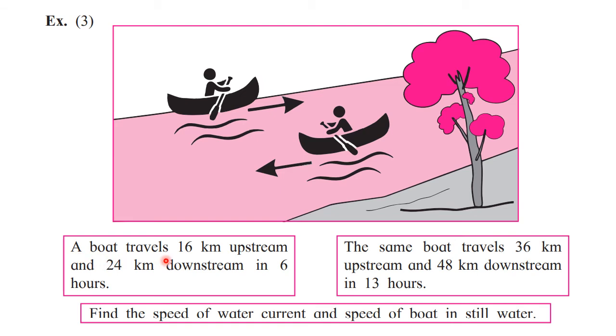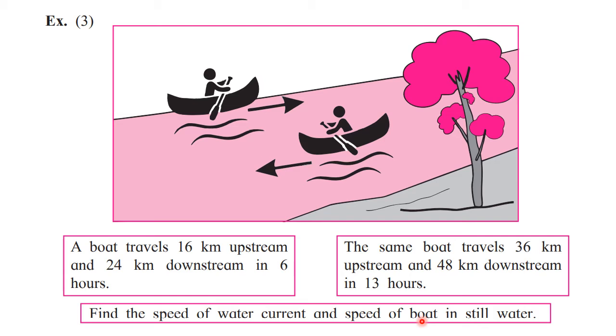A boat travels 16 kilometers upstream and 24 kilometers downstream in 6 hours. The same boat travels 36 kilometers upstream and 48 kilometers downstream in 13 hours. That means these are the two conditions given to us. As I have said, you will always find two conditions. And what we need to find is the speed of water current and the speed of boat in still water. Okay, these two things we want to find out.